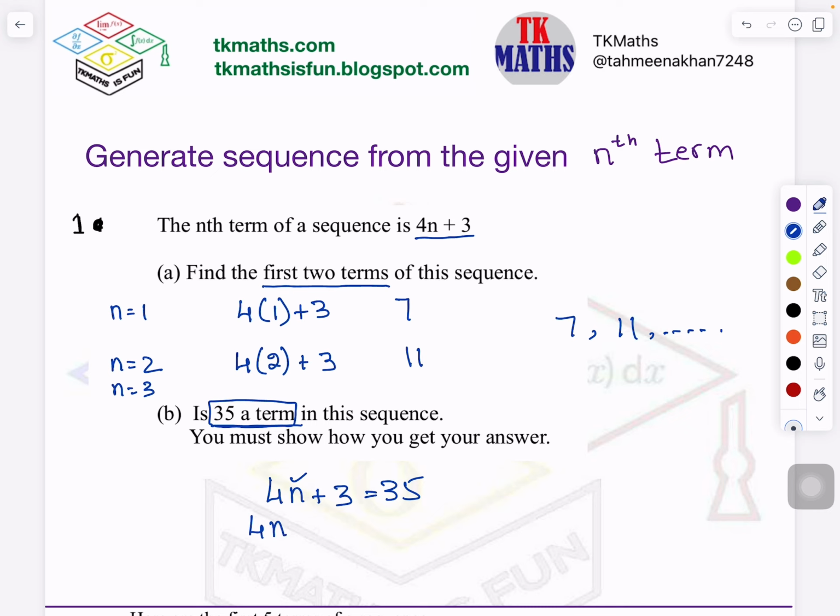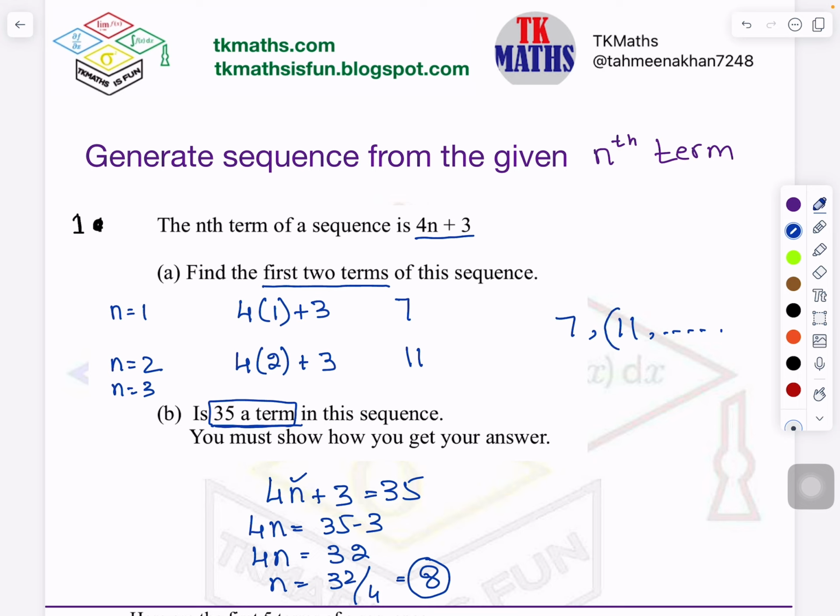So 4n equals 35 minus 3. 4n equals 32. n equals 32 divided by 4. And 4 8s are 32. It means the 8th term will have 35. Right? Which term? 8th term.